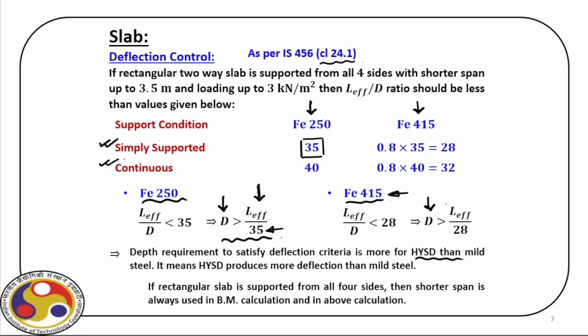Now, when we design a slab, particularly a rectangular slab supported from all four sides, then shorter span is always used for bending moment calculation. That we'll see as we progress. We'll see what is the expression for bending moment, because that first we need to quantify before we start designing. So we will consider the shorter span and then use that to evaluate the bending moment.